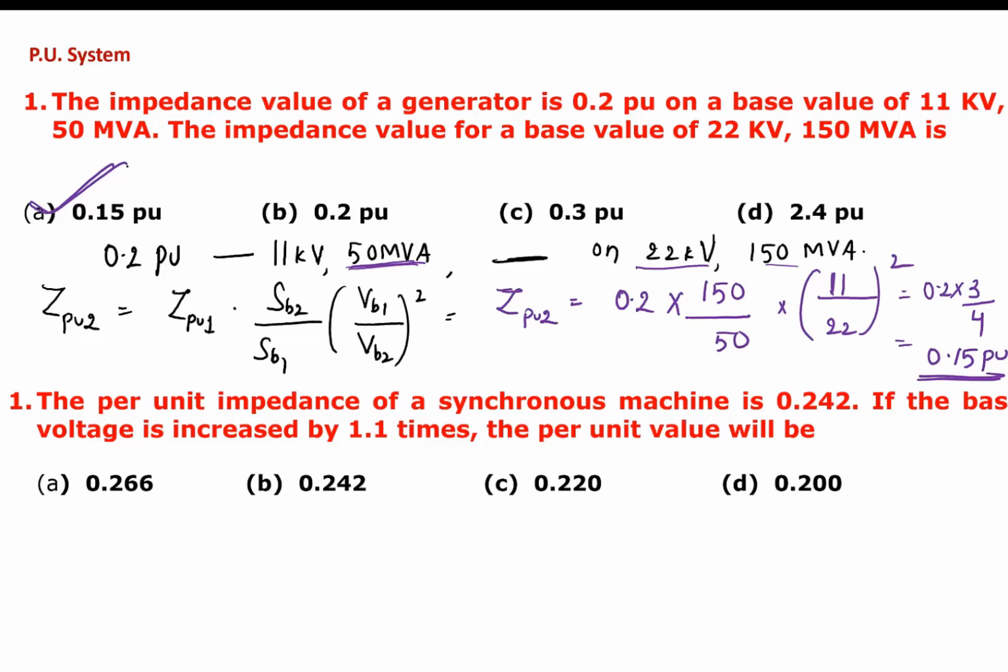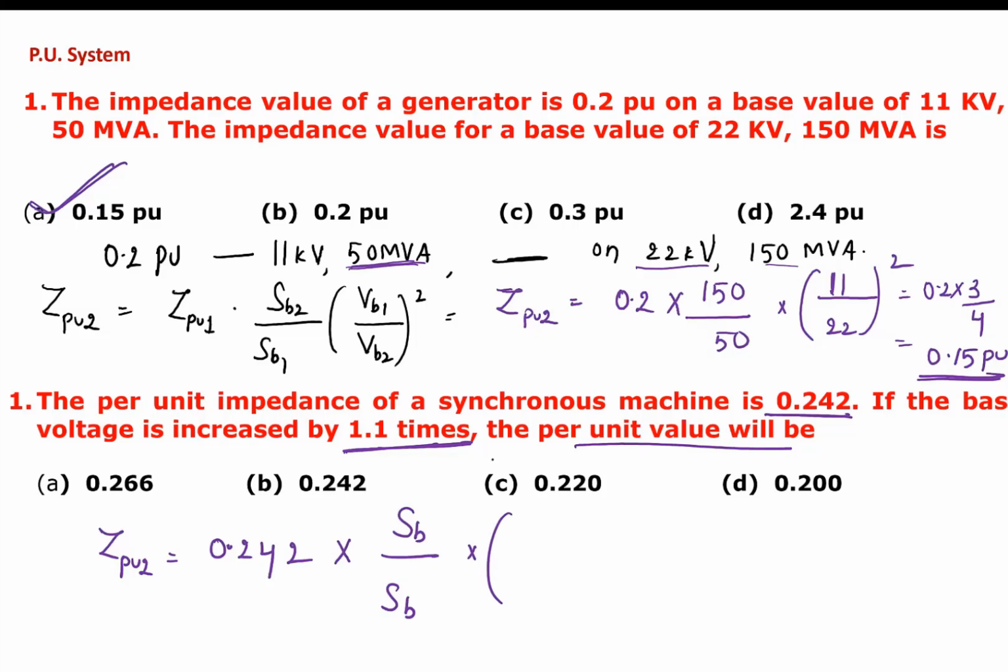Okay. The next question is, the per unit impedance of a synchronous machine is this much. If the base voltage is increased 1.1 times, then the per unit value is. So he did not mention anything about the base impedance. That means we have to choose the base MVA as the same. So again, if we adopt the same formula, Z per unit new will become, directly I am substituting the formula. The old per unit value is 0.242 into, here the new base MVA and old base MVA values are same. I am writing SB and SB because there is no change in the base MVA values.